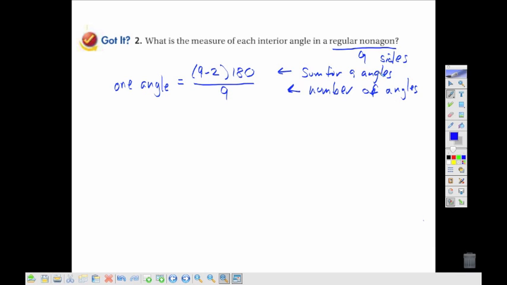So the sum of 9 angles, and then dividing by 9 so we know how big each one is, because it's regular and they're all the same. So this one will work out to 7 times 180 divided by 9, which will give us 140.